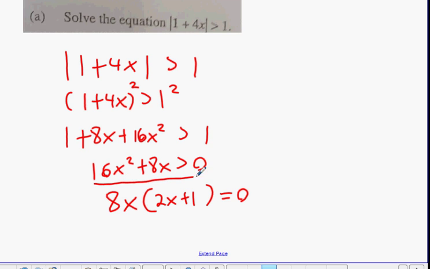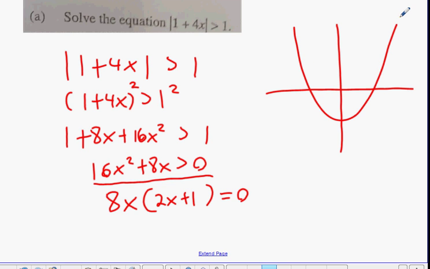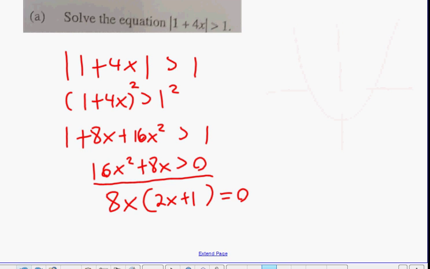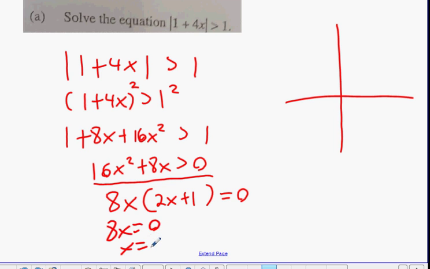What shape is that graph? It's a U-shaped graph. Okay? Now I'm going to figure out where it intersects the axis, right? So, actually, I'll just take away the U for a second. Now, 8x is equal to 0. That means x equals 0, or 2x equals minus 1, x is equal to minus a half.